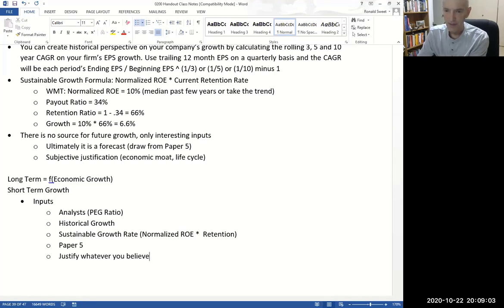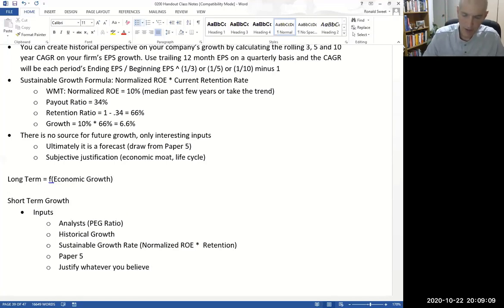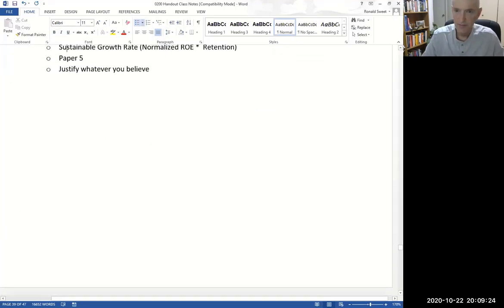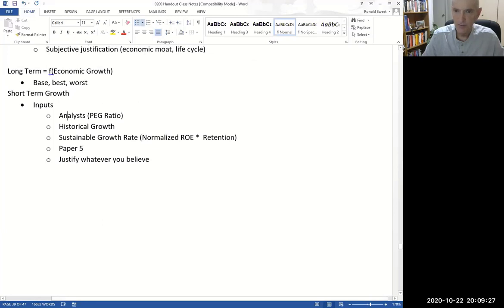And then the last thing you're going to do is have ranges. One thing I want you to do is have a base, best, and worst case. I'm going to do that when I do the example video that walks you through paper 6 and 7. Just like you're going to have a base, best, and worst case on your betas, you have a base, best, and worst case on this. On short-term growth, I want a base, best, and worst as well. And maybe, well, we'll talk about the timing.